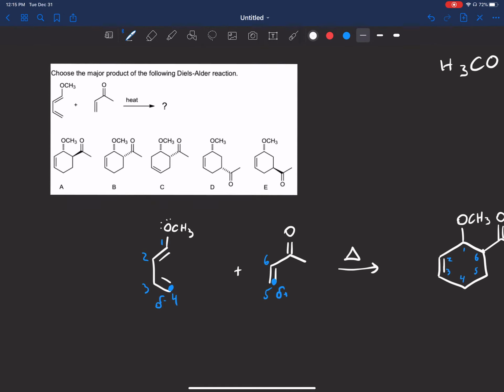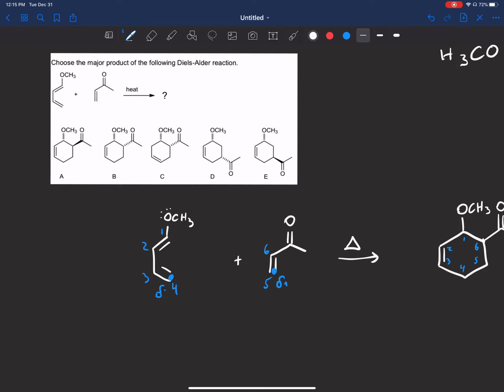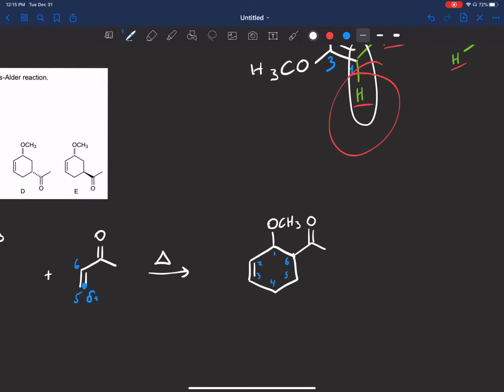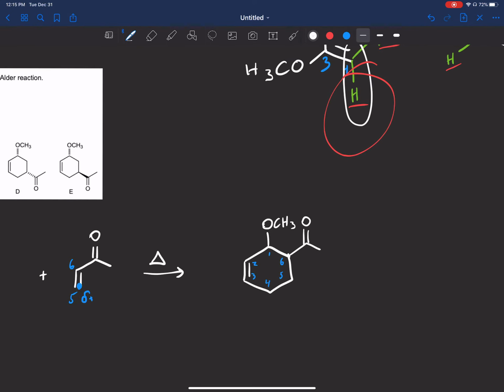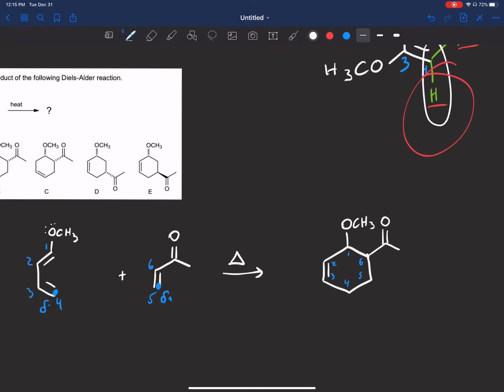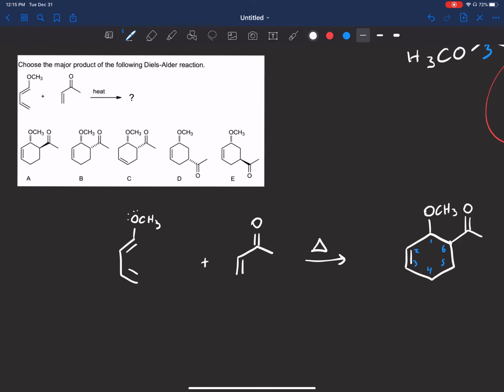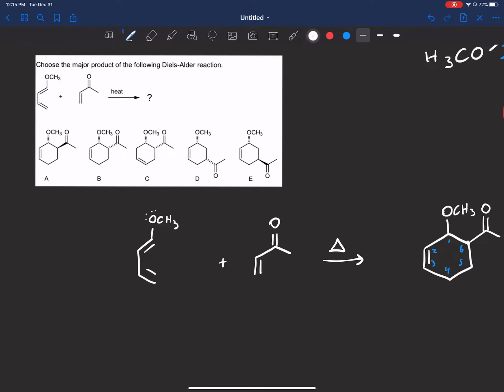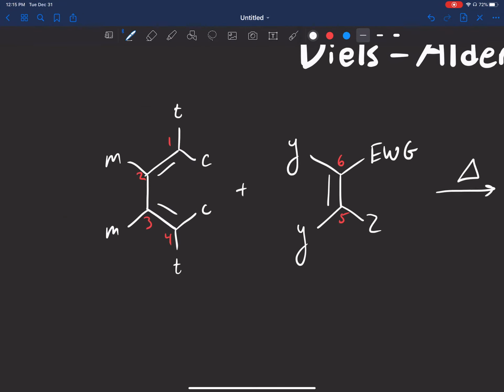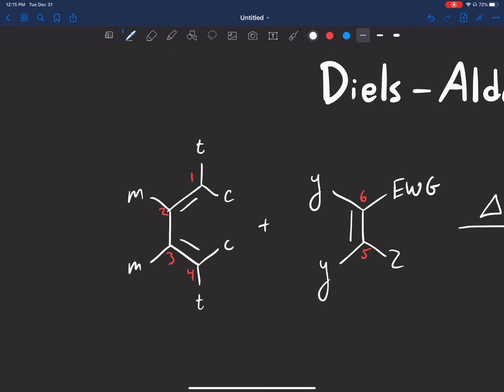The major product in the Diels Alder is the endo product, where the trans substituent of our diene has the same stereochemistry as our electron withdrawing group. So what is our trans substituent? So I'm going to clear some of this up. So what's our trans substituent? Remember, the trans substituent is this outward facing group, right?